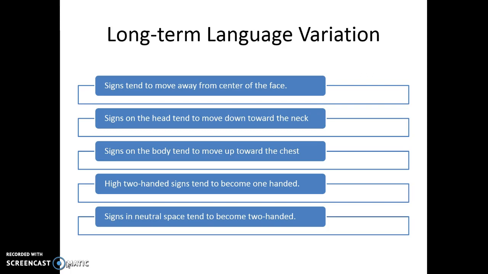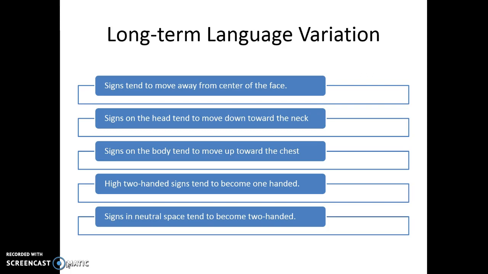Also, signs that are made on the face and the head tend to move down toward the shoulders and toward the neck area. This is why in younger signers we see the sign think, not signed so much by the temple, but often by the top of the cheek. On the other hand, signs that are made on the body tend to move upward toward the center of the chest. So, if we look at video from 100 years ago, we notice that signs like tired and hungry were made over the stomach, but over time they moved up to the center of the chest.